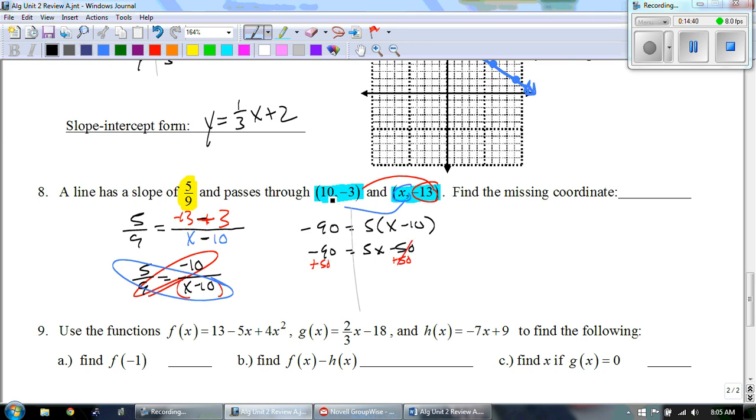-50 or -90 plus 50 is -40. And then to get the x by itself, we divide both sides by 5. And we get that x equals -8. Okay, so there we go. Our missing coordinate is -8.